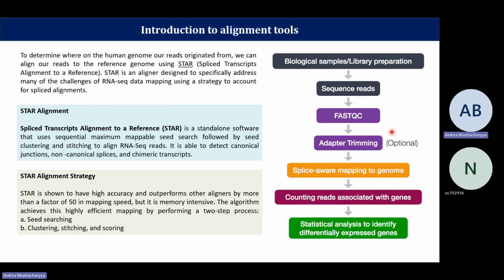Then you have genome mapping, reference genome mapping. So here you see a term splice aware. I'll explain it in a little while. And then you check how many of those reads out of your mapping are associated with your genes of interest so that you can draw reliable conclusions about which genes have undergone changes between your control and your experimental sample. And then you do statistical analysis.